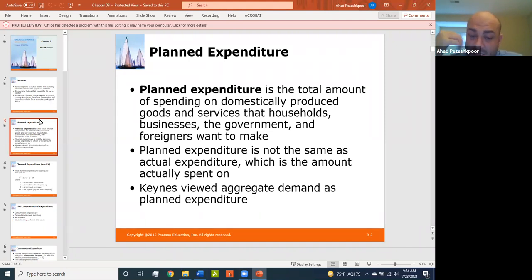Now, Keynesian thinking views aggregate demand as planned expenditure. The entire demand for every single type of good or service in the domestic economy, put together, is aggregate demand. And that is the same as planned expenditure.